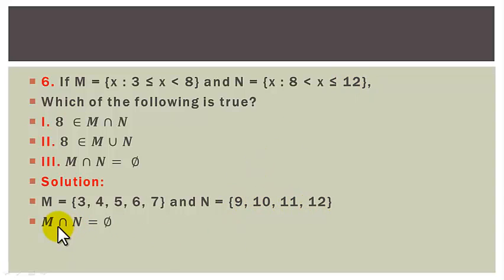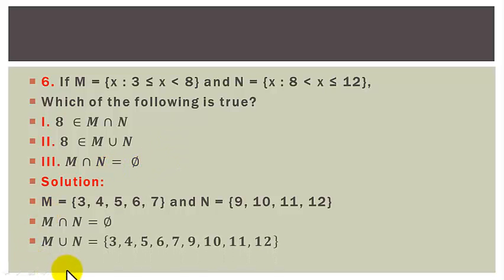Then let us find the intersection of these two sets. M intersection N is empty. Please recall the intersection of two sets is the set of common elements. Since there is no element that is common to the sets M and N, it means that M intersection N is empty. So that means number 3 is true.